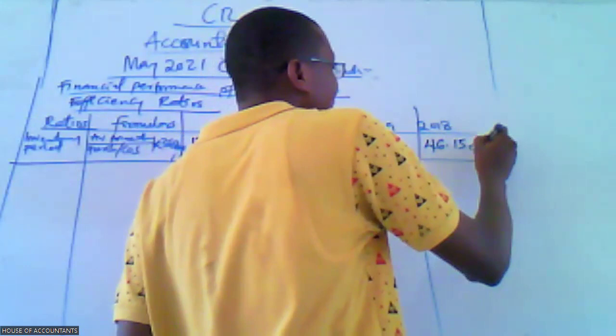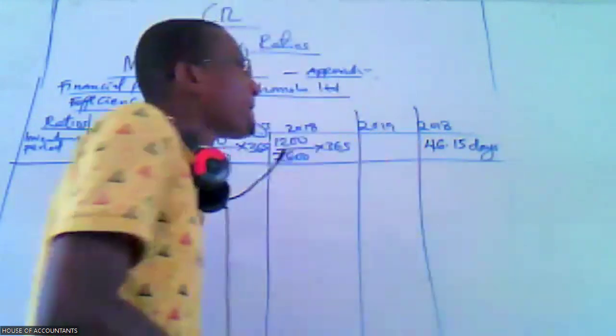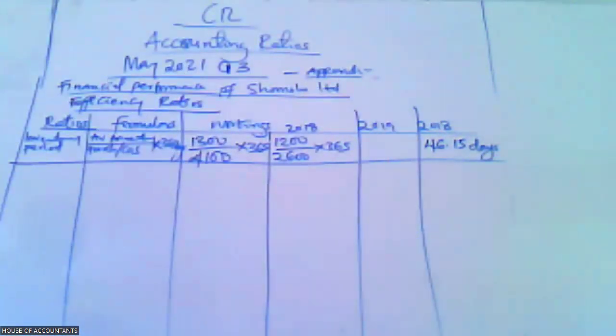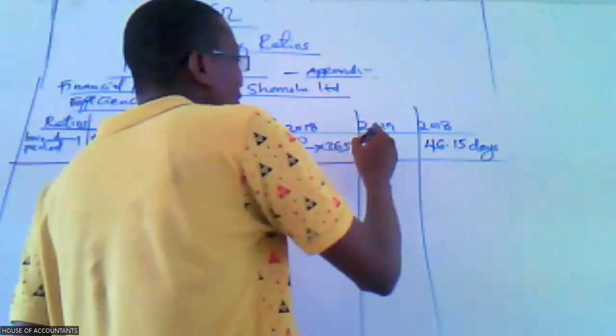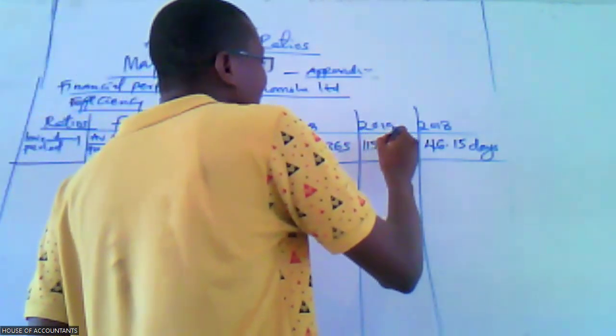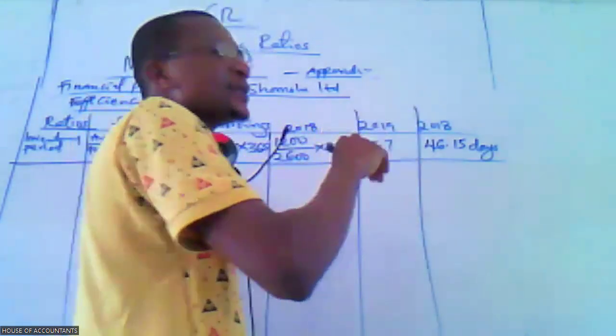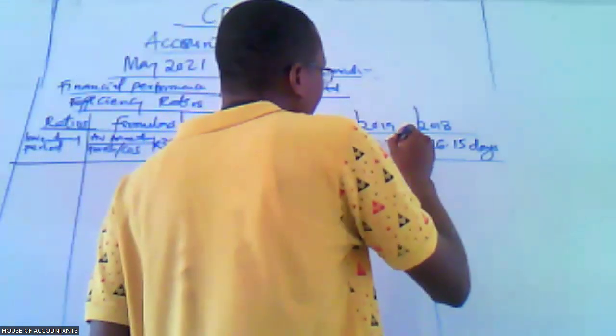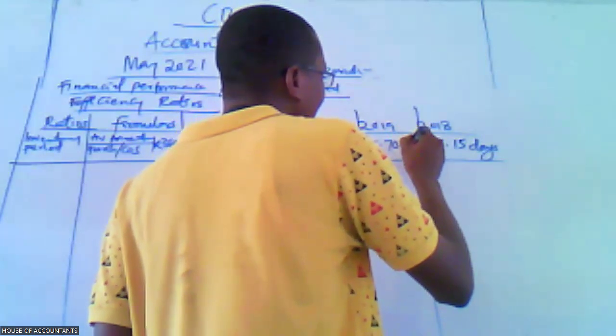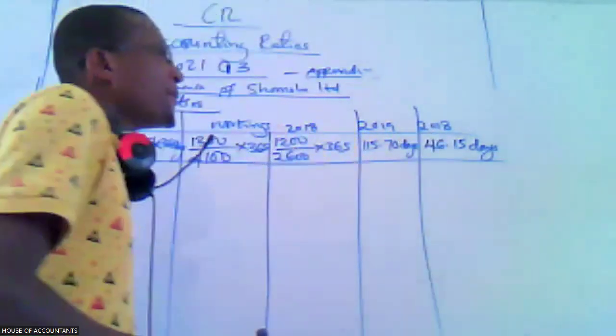46.15 days. Yes, I know. What am I saying to them? I know them. Okay, how about 2019? I think I've gone from that 2019 to 115.71. 0.70, I mean. Days. Yeah, I said it. I wrote it. I gave it that.